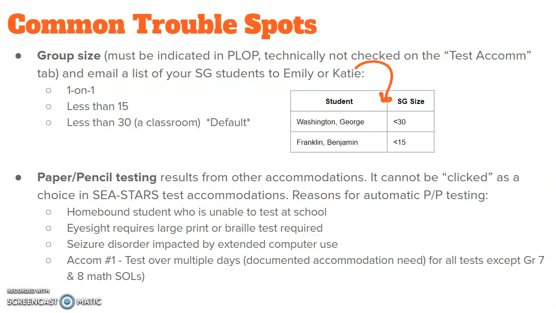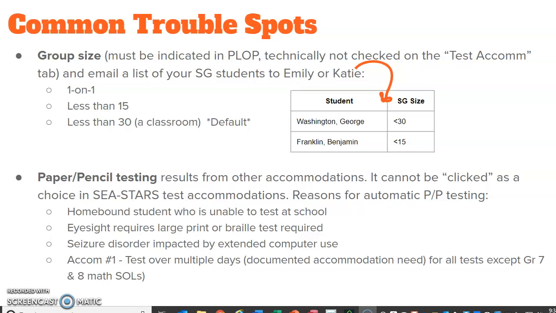First thing I'd like to talk about is group size. This used to be accommodation number 32 that you would check on the accommodation tab. Group size is now considered a test adjustment. So the way you'll mark this accommodation is not on the accommodation tab by checking accommodation 32 anymore. Now you must put it into the plot page and onto the needs page. So when you do that, or if you're a counselor, you would do this in the written description on the 504 plan.